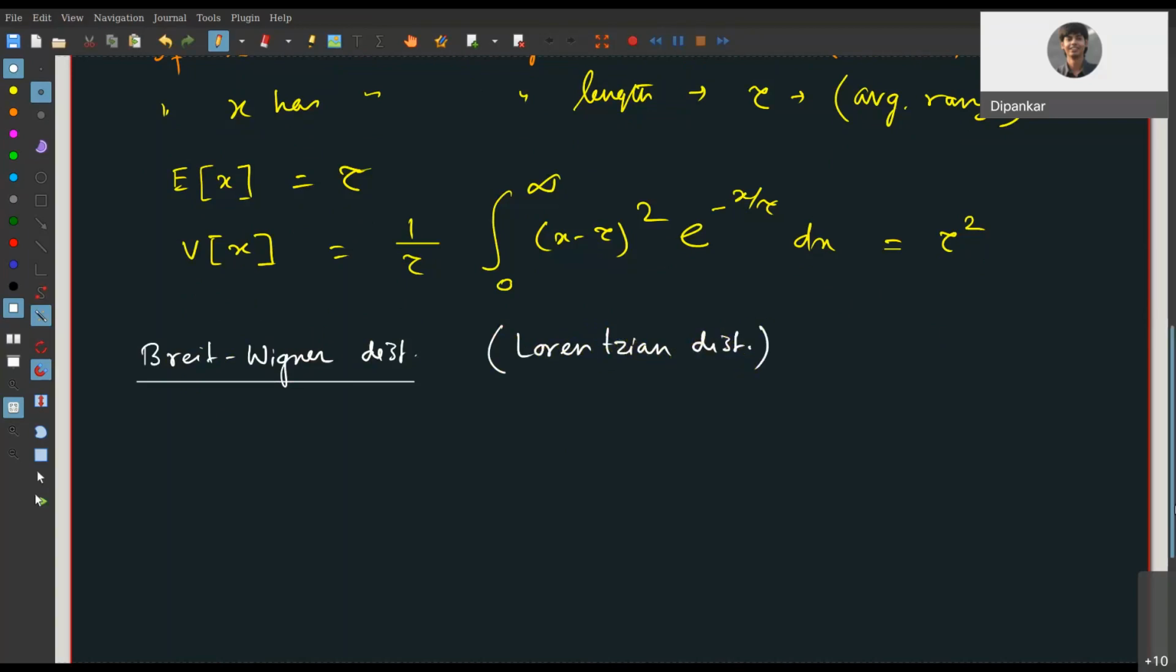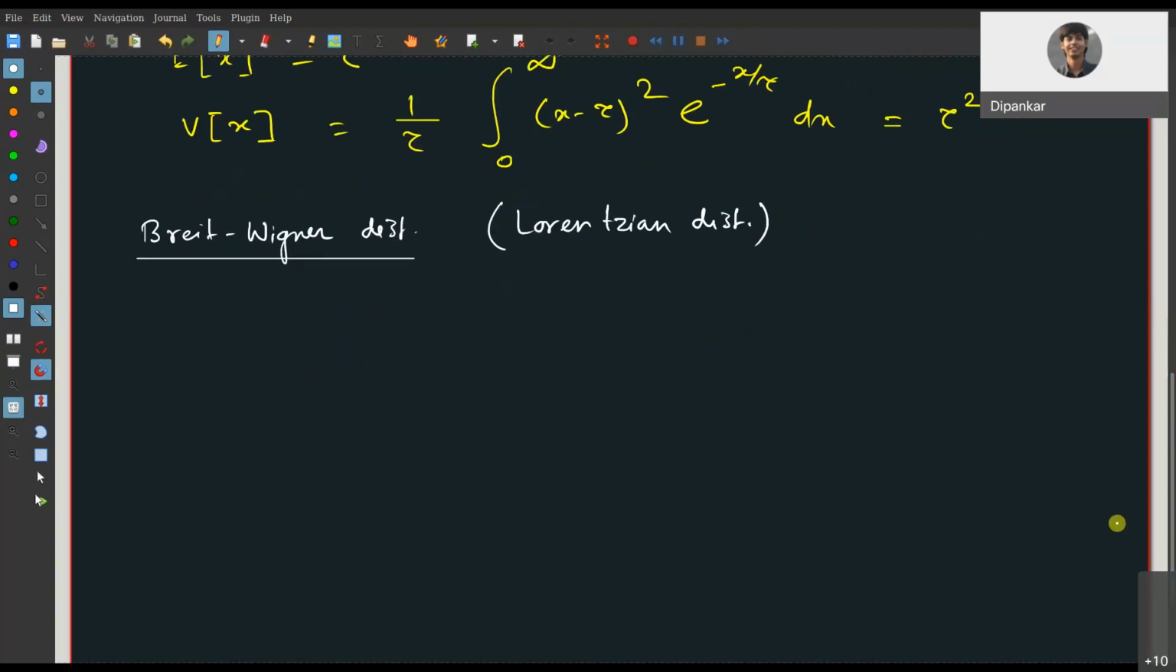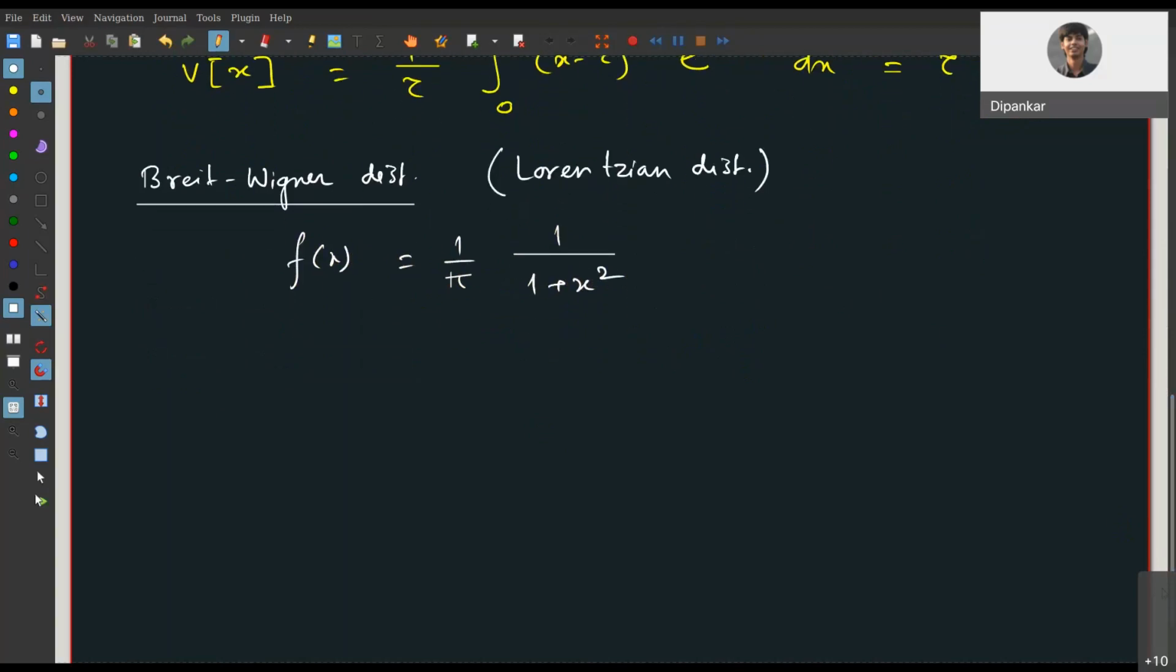Okay. So the Lorentzian distribution, the distribution function is given by f(x) equals 1 over pi times 1 by 1 plus x squared. Okay, so this is the standard Lorentzian distribution. If you integrate this thing, and the form that is useful in particle physics.